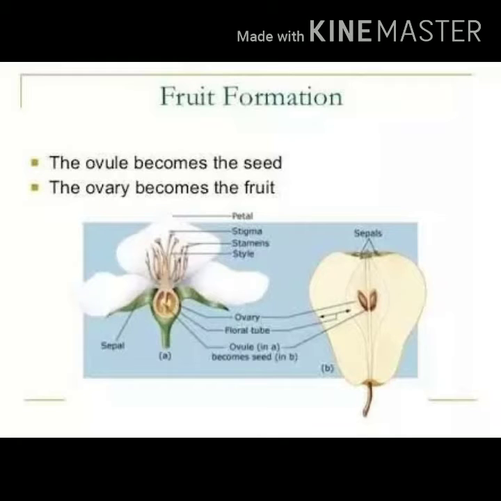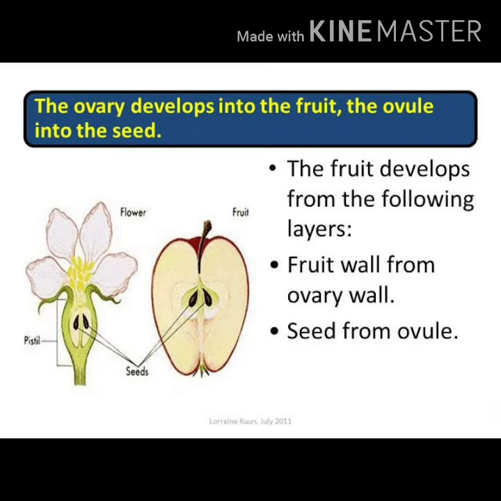So the ovule is the innermost part, and the outer part is the ovary, which develops into the fruit, and that fruit protects the seed. If you take an apple or mango, you can easily see in an apple, if you cut it in the middle, inside there are two or more seeds, and the fruit part covers the seeds and protects them.